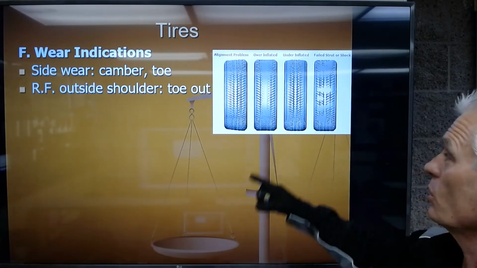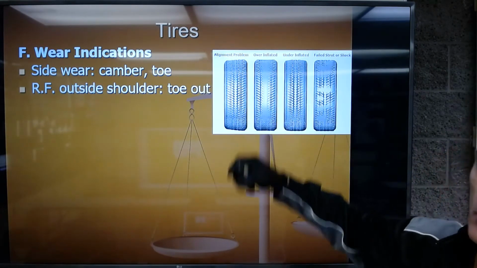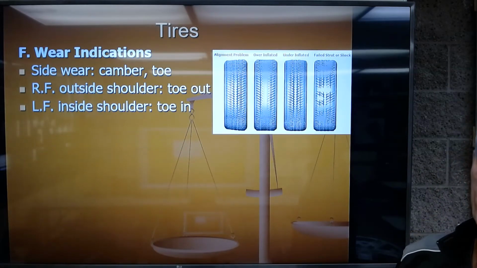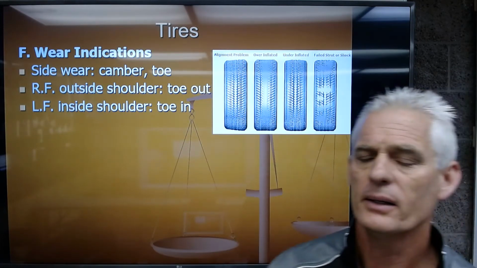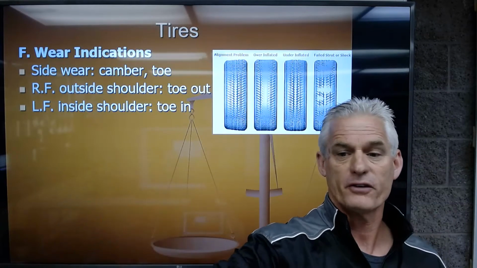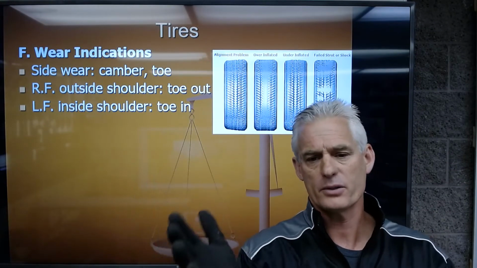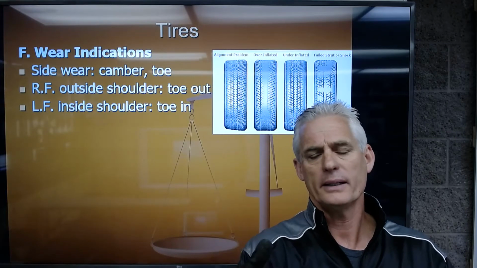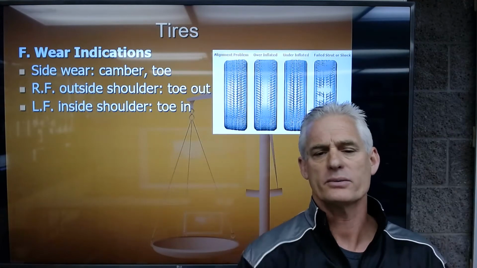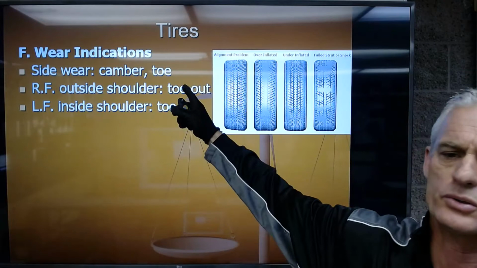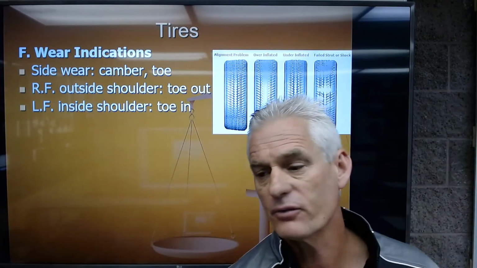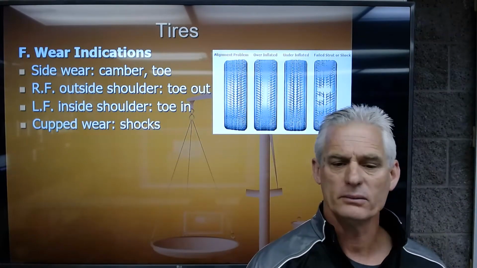Right front outside shoulder is going to be toe out, and left front inside shoulder is toe in, and this is at first. But what you'll find is as you wear, both tires will wear toe in on the inside shoulder and toe out on the outside shoulder, but the right front is where it shows up first with toe out. The left front is where it shows up first with toe in.